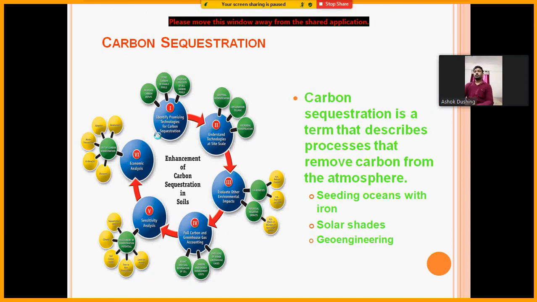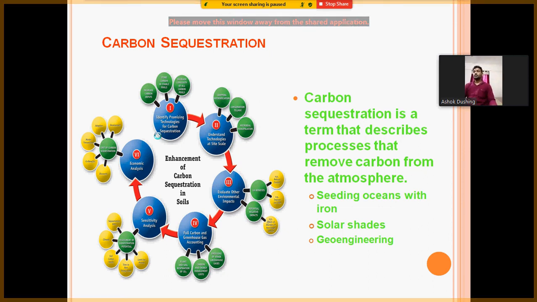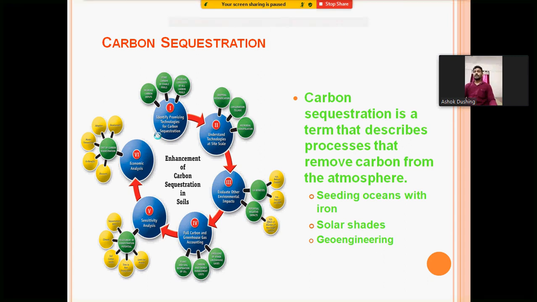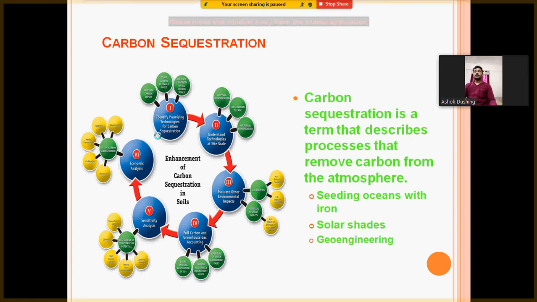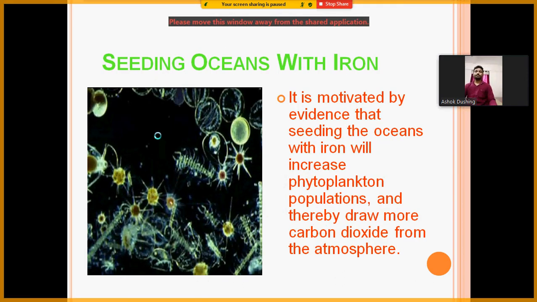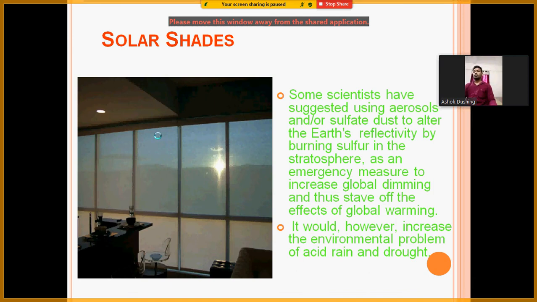Then carbon sequestration. Carbon sequestration is a term that describes processes that remove carbon from the atmosphere: seeding oceans with iron, solar shades, and geoengineering. This will be enhancement of carbon sequestration in the soil. Then seeding oceans with iron. It is motivated by evidence that seeding the oceans with iron will increase phytoplankton populations and thereby draw more carbon dioxide from the atmosphere. Solar shades.